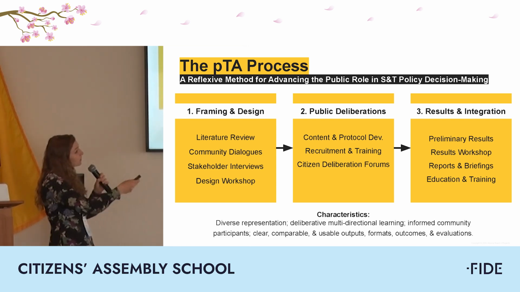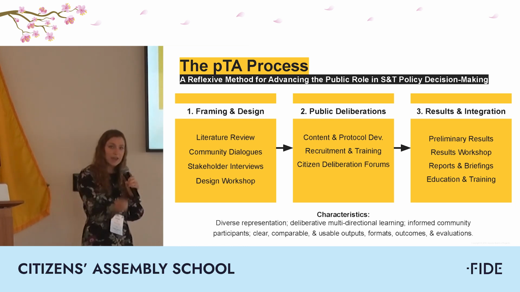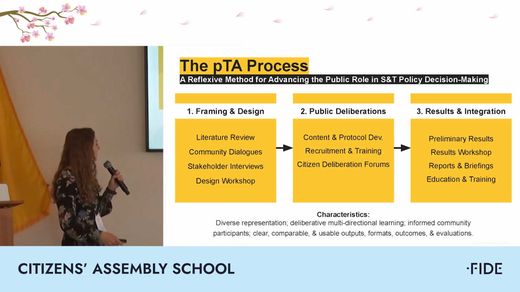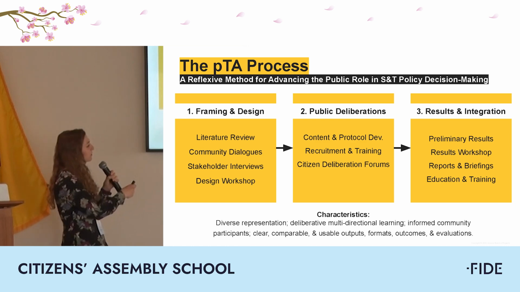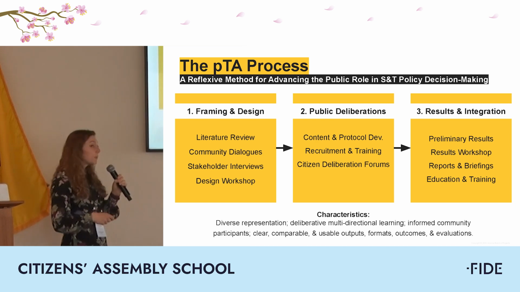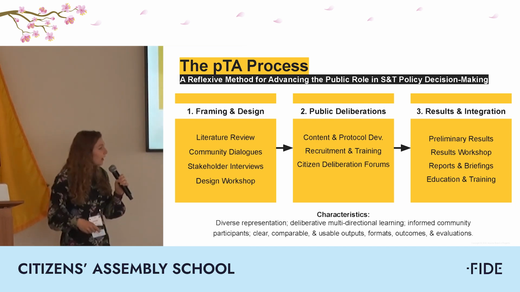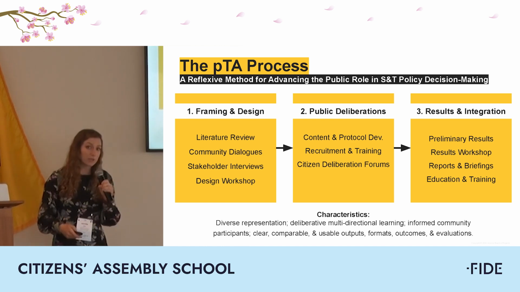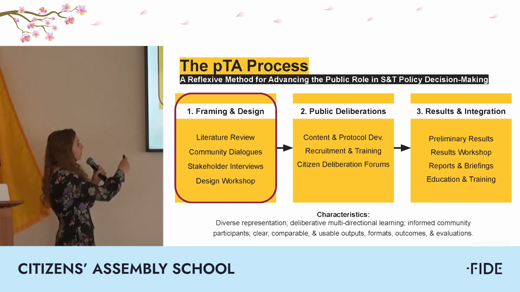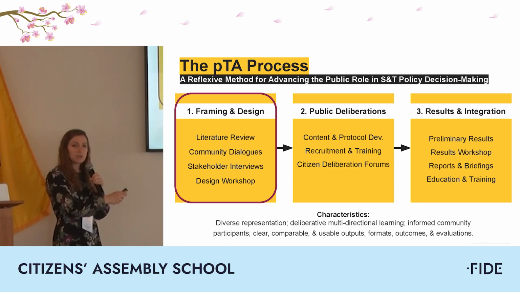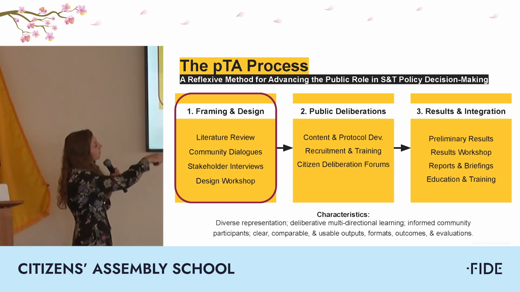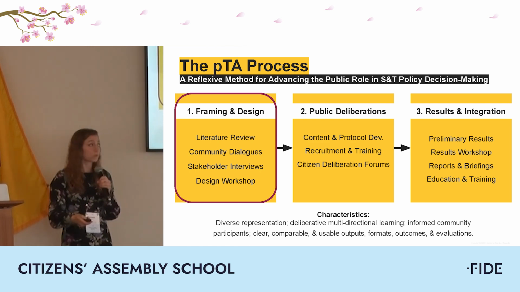Now, as we go through each of these 3 phases, there's a few characteristics that tie them all together that are probably also familiar to you as you've been learning about and working on citizens' assemblies. So first is we strive for diverse representation, then deliberative, multi-directional learning, informed community participants, as well as clear, comparable, and usable outputs, formats, outcomes, and evaluations. So, as I've been trying to emphasize, I'll be focusing on this first component throughout the rest of my presentation, as I'm sure that's probably the newest idea to all of you in the room, as you've been talking a lot about the deliberation phase through the Citizens Assembly School.